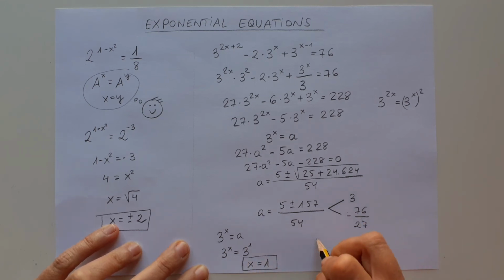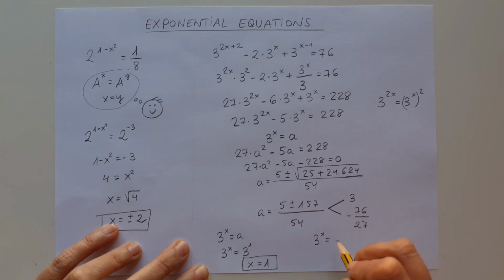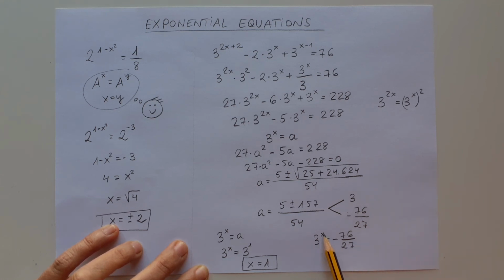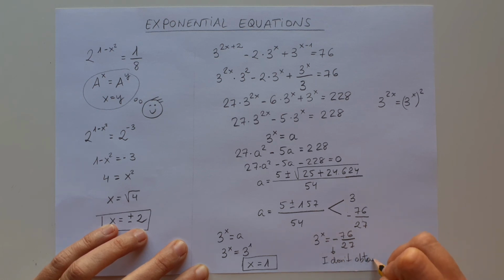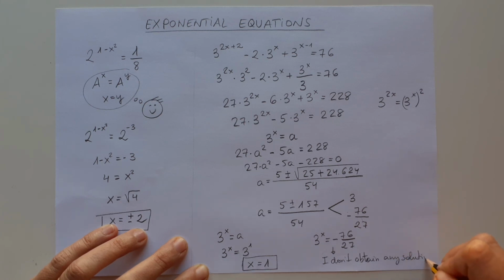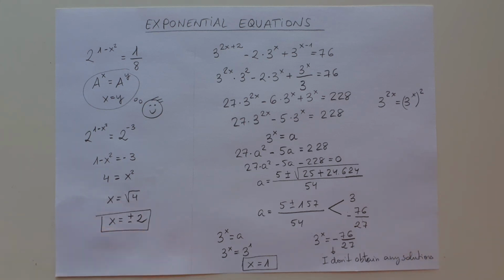Now let's use this one. It would be 3 to the power of x equals negative 76 over 27. If I raise 3 to any exponent, it could be positive, negative, any real number, I would never obtain a negative result. So with this value for a, I don't obtain any solutions. So the only solution would be x equals 1.